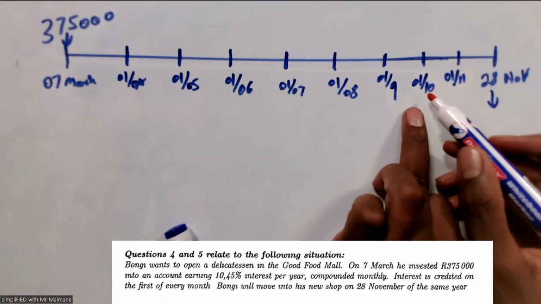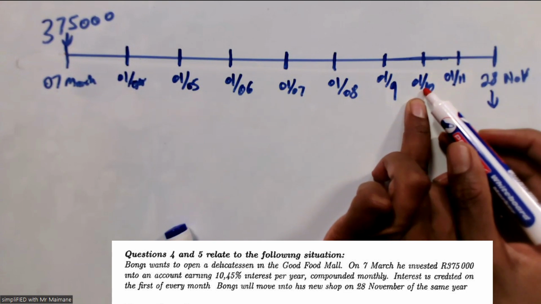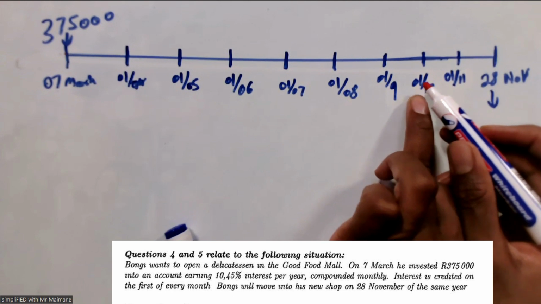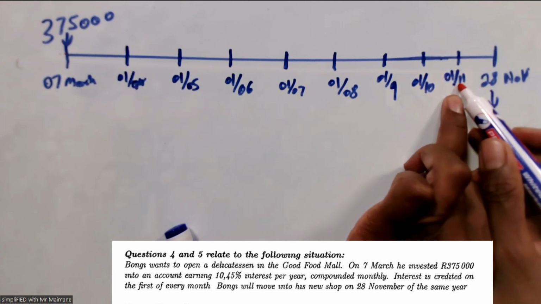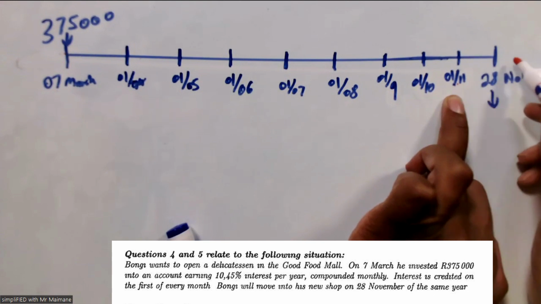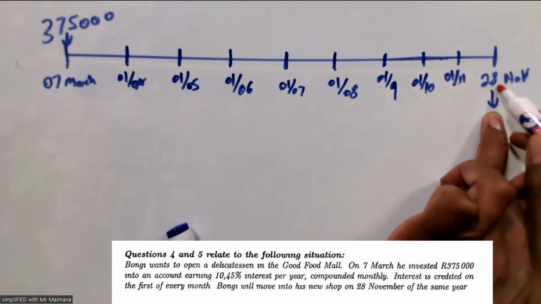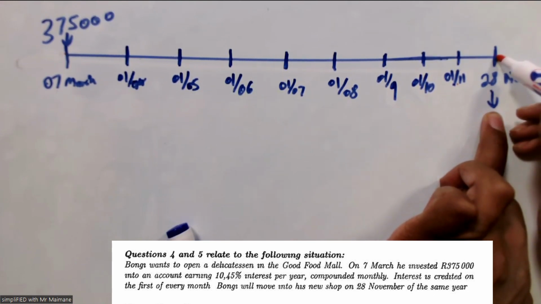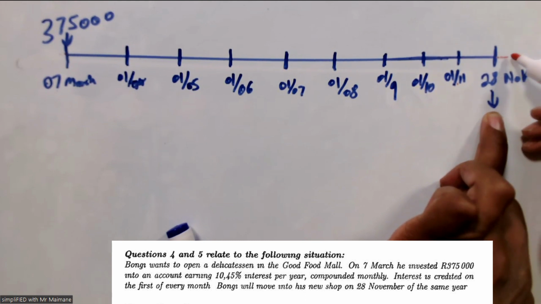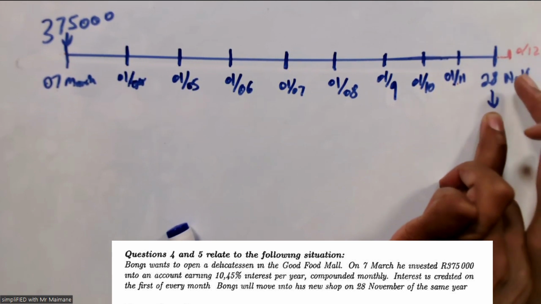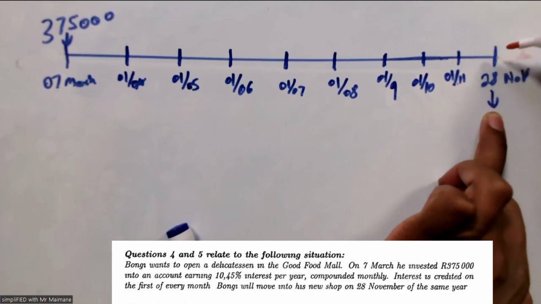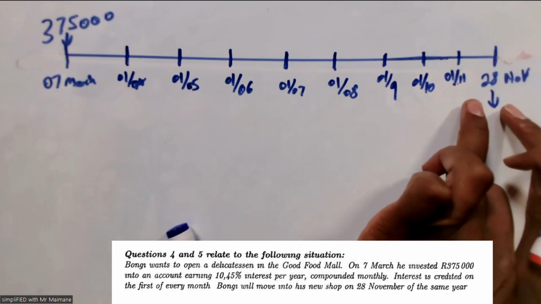Meaning also here, when we get to the 1st of October, interest will be credited. On the 1st of November, which is the first day of November, interest will also be credited. However, before the month of November ends, Bongi will move in on the 28th of November, meaning if Bongi didn't move in on the 28th of November, interest could have been credited on the 1st of December. But because Bongi moved on the 28th, it means the money has gone.